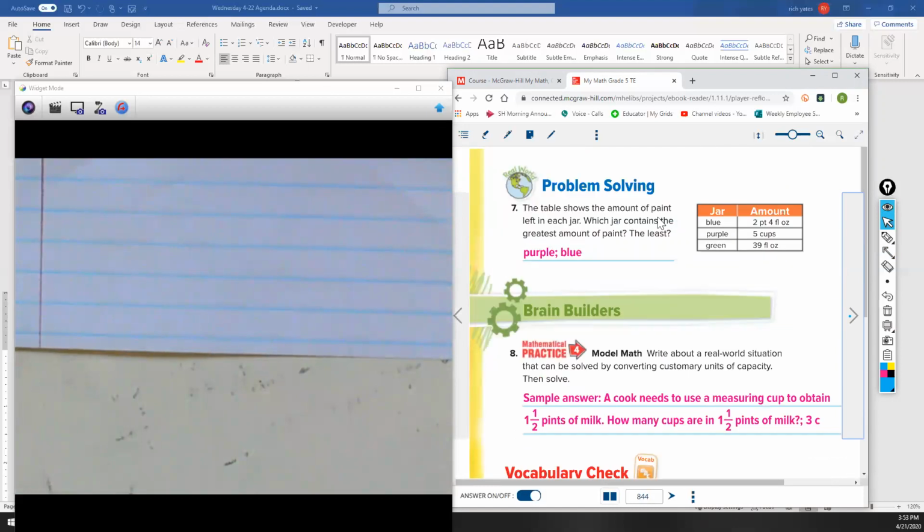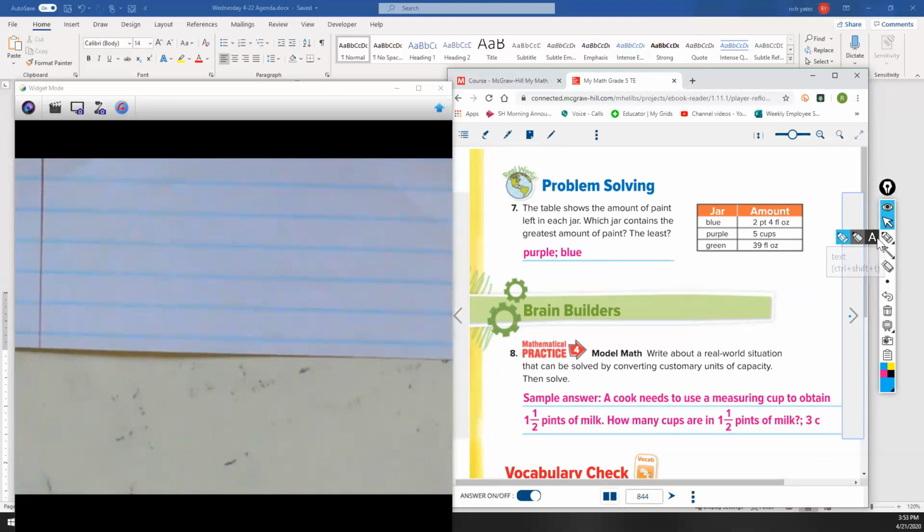The table shows the amount of paint left in each jar. Which jar contains the greatest amount of paint? And the least. Now, boys and girls, you would have converted these all into the same unit of measurement. You could have done pints or cups or fluid ounces. And once you did that, you were able to compare them together.